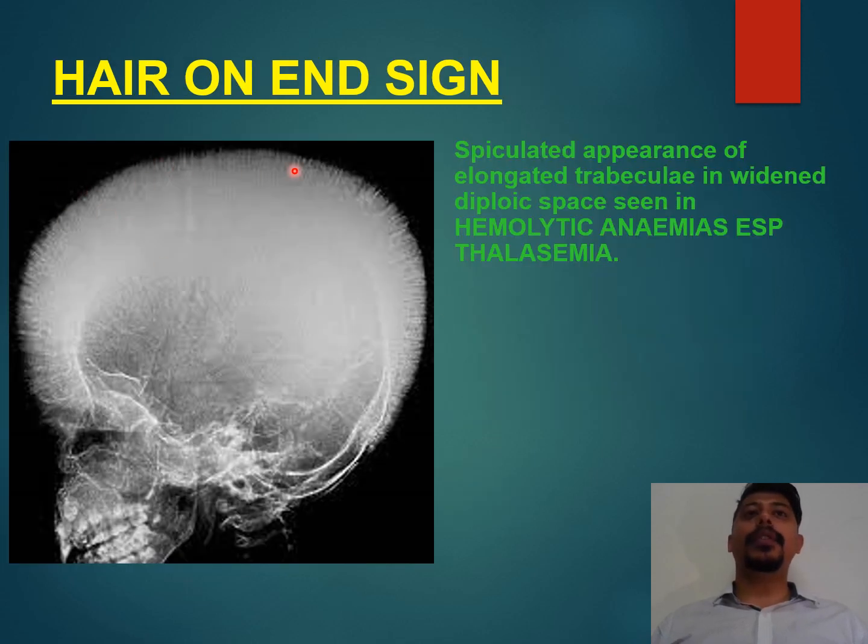Hair on end appearance. We can appreciate hair-like projections on the skull, that is the spiculated appearance of the elongated trabeculae in widened diploic spaces seen in hemolytic anemia, especially thalassemia.